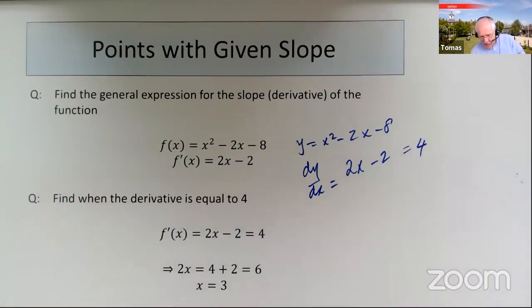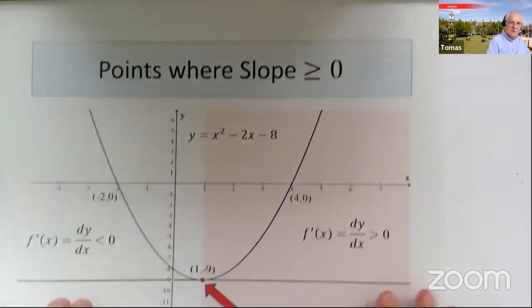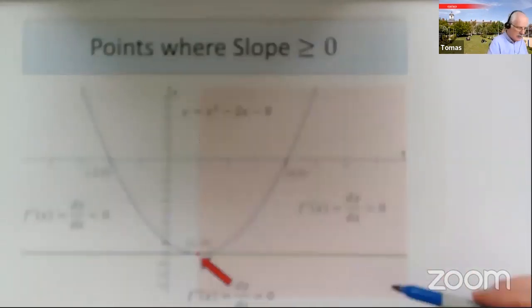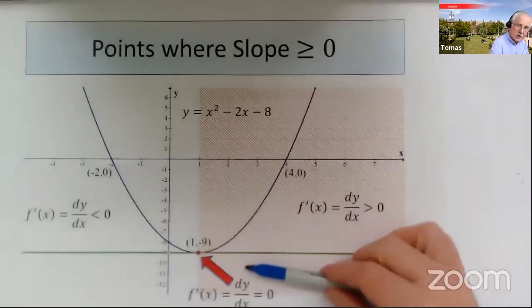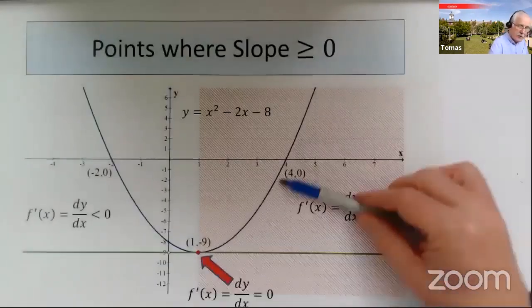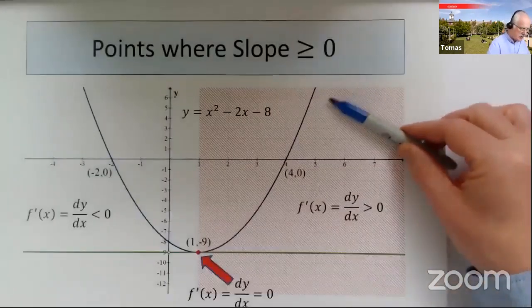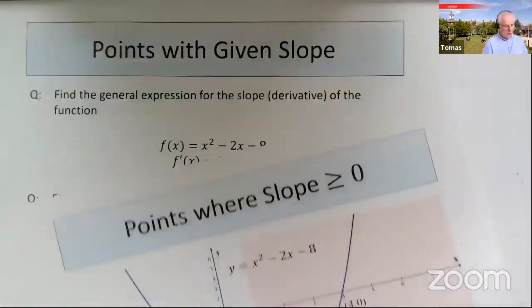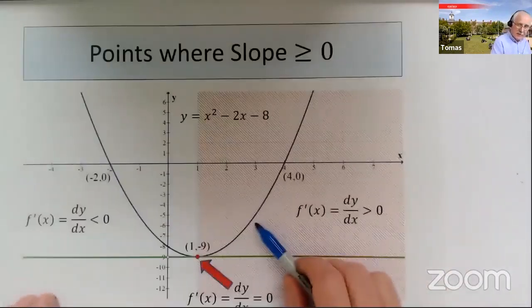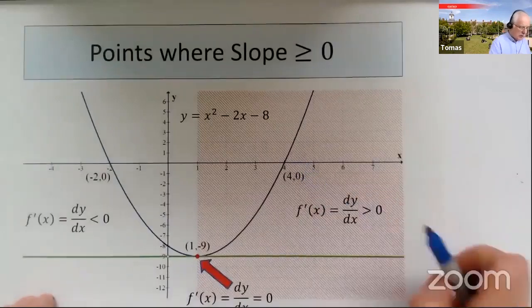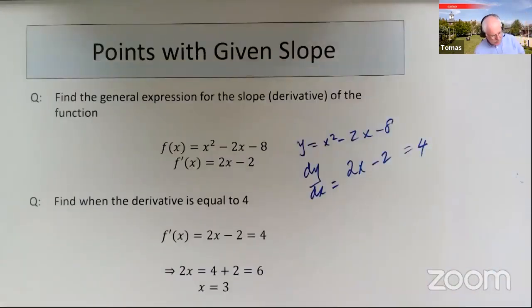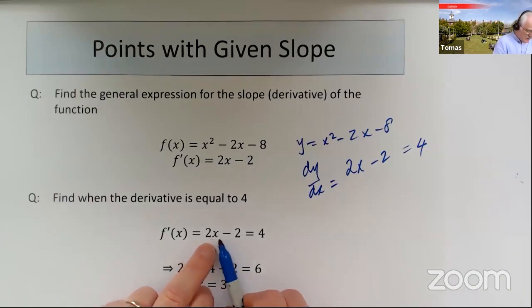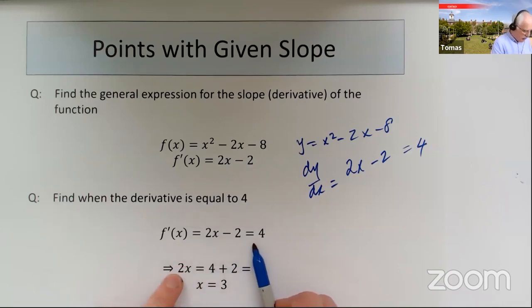When in this graph, and again, forgive the jumping of it, is the graph moving at a slope of 4? When is it moving up in this particular direction here? When are we moving, for every step out, are we going 4 steps up? Well, what we do there is we say, when is dy/dx equal to 4? So when is 2x minus 2 equal to 4?